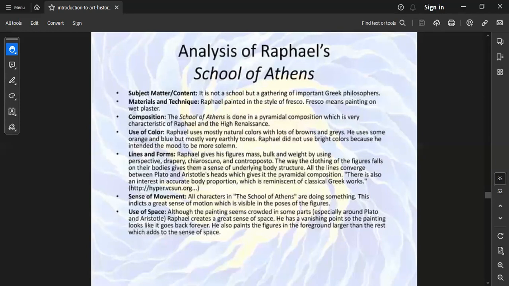So Raphael was famous for fresco, and even for his use of colors. Raphael mostly used to work with shades of brown and gray, and that is the reason his paintings look kind of gloomy and very dark. He also worked with various forms of lines, and there used to be a sense of movement and optimum use of spaces.